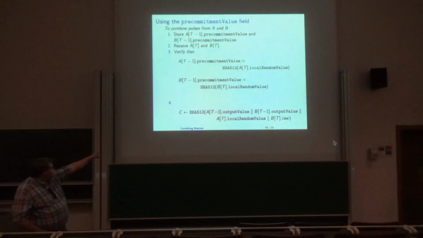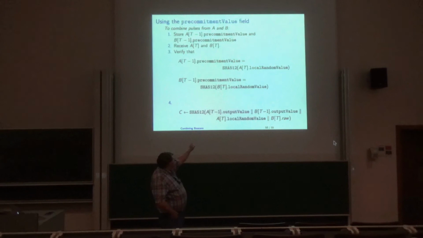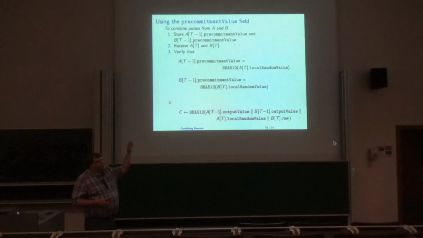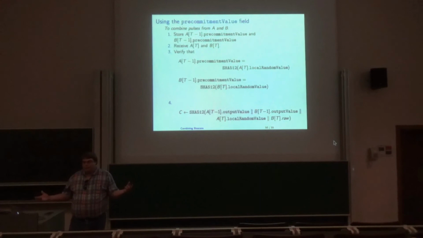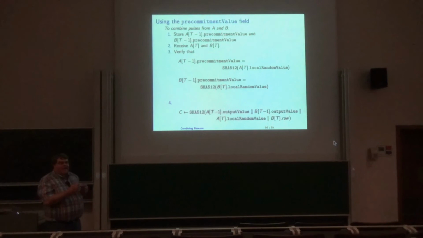So what we're going to do at the end is compute this combined value that takes the local random values from the time t pulses, I don't know why that says raw, and combines that along with the output values from the previous pulses. Now we hash that all together to get a combined output. The two important things here: we're checking the pre-commitment value. Once your beacon has sent out a pulse at time t, it can no longer make any choices about what it's going to send out at t plus one. The only thing it has any control over is the local random value, and it has lost that control because it's committed to the next value.